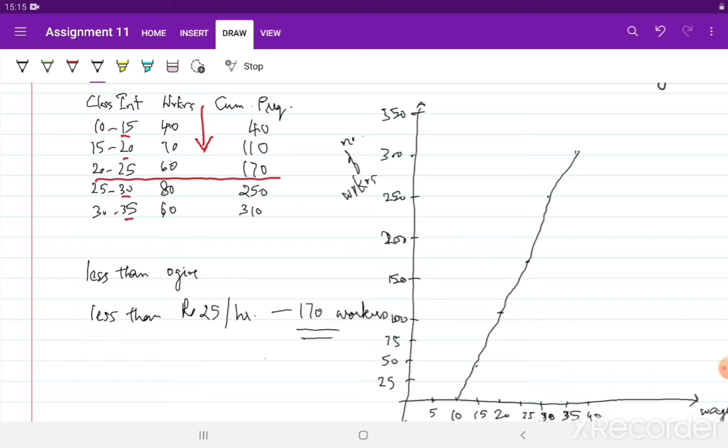And here, once you've joined it with a straight line, if your scale is correct, you can always find, like I said in the example, suppose you want to find out people earning less than 27. So this would be 27. So something like that. And say around 175 people earn less than 27 rupees per hour, or less than minimum wages.